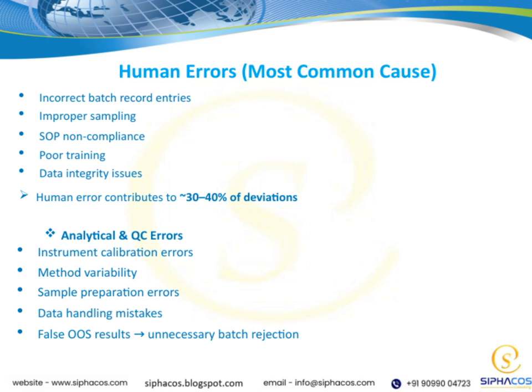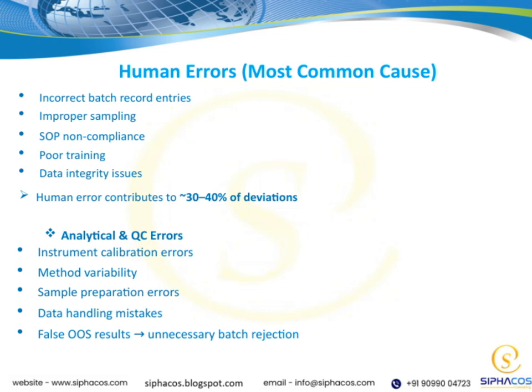Moving on to human errors, which are actually the most common cause of deviations. Incorrect batch record entries, for example, can result in significant issues if data isn't accurately documented. Improper sampling techniques can introduce bias or errors right from the start. Noncompliance with standard operating procedures, or SOPs, can also lead to inconsistent results. Poor training of personnel is another critical factor. Without proper training, mistakes are more likely. Additionally, data integrity issues, such as tampered or lost data, threaten the reliability of the entire process.